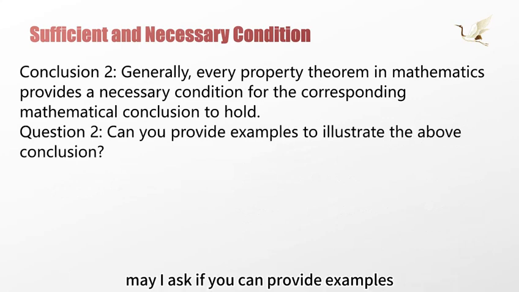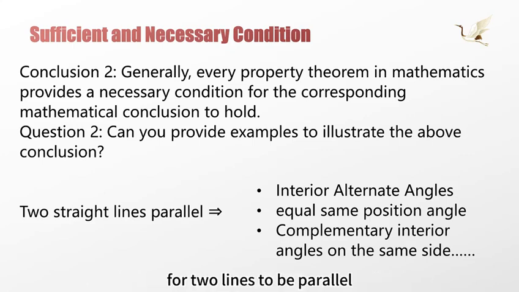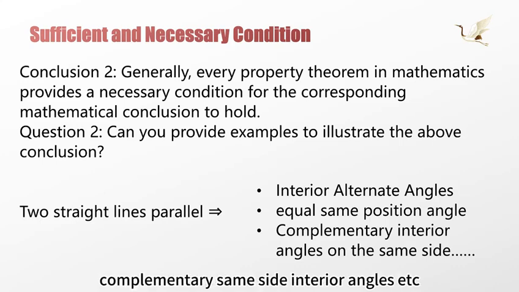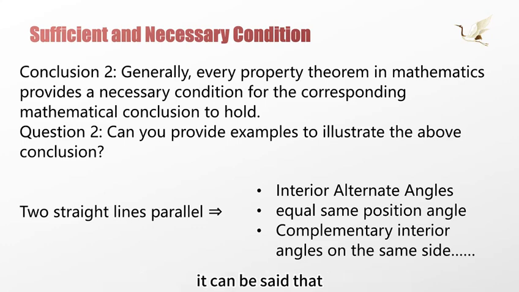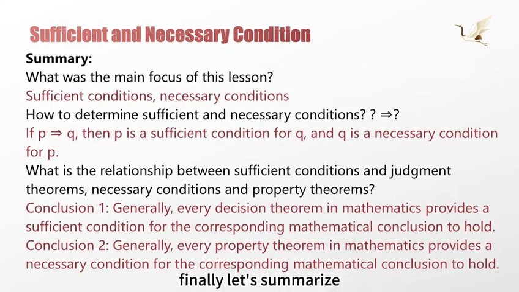May I ask if you can provide examples to illustrate the above conclusion? Everyone think carefully. Similarly, each property theorem of parallel lines provides a necessary condition for two lines to be parallel, such as equal alternate interior angles, equal corresponding angles, and supplementary same-side interior angles. It can be said that if the alternate interior angles are not equal, it is impossible for two lines to be parallel.